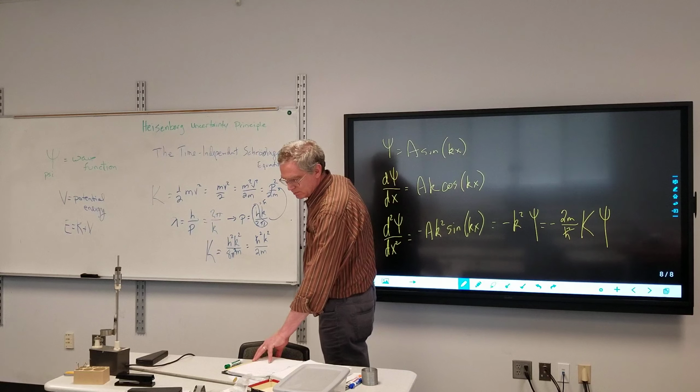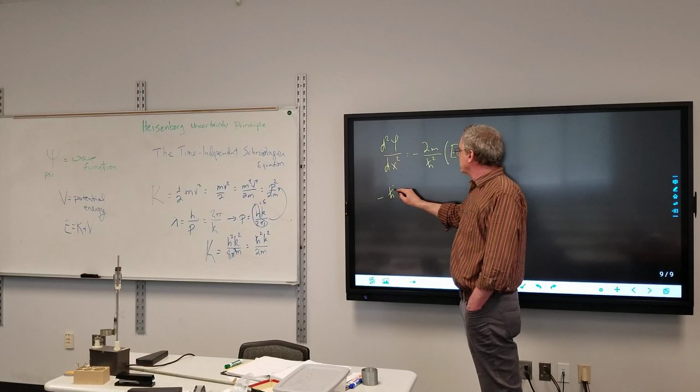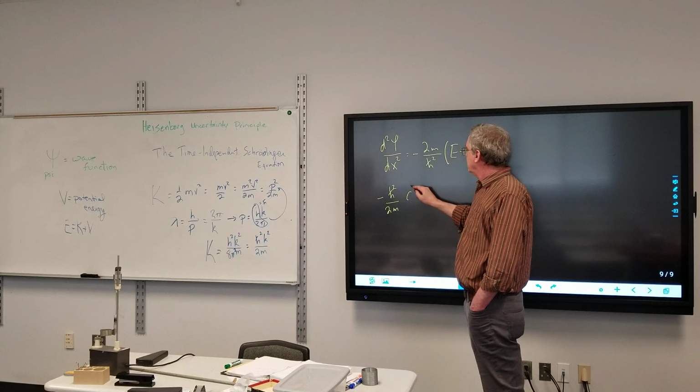I'm going to multiply this coefficient over to the other side, so I get negative h bar squared over 2m d squared psi dx squared equals E psi minus V psi. Add V over to the other side, and I get negative h bar squared over 2m d squared psi dx squared plus V psi is equal to E psi.